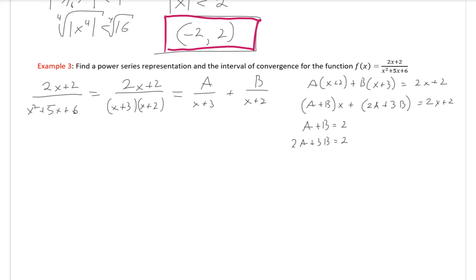If we multiply the top by, say, 2 and subtract away, we can take 2A plus 3B equals 2 and subtract away the first equation multiplied by 2. So 2A plus 2B equals 4. That gives us 3B minus 2B is 1B equals 2 minus 4 is negative 2. And therefore, if B is negative 2, we have A minus 2 equals 2. So A is then 4.